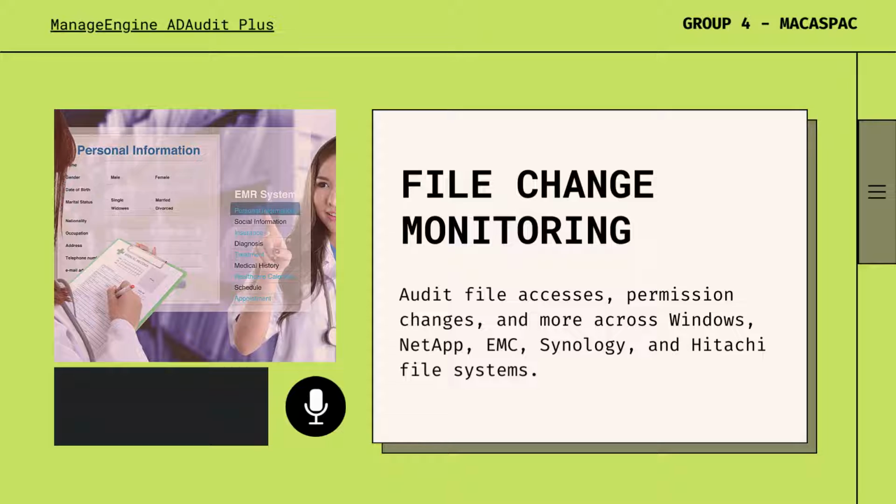File change monitoring. Get information regarding who changed which file or folder, when and from where across your Windows, NetApp, EMC, Synology, Huawei, and Hitachi file systems. Know the who, what, when, and where behind every change. Track successful and failed attempts to make changes to files and folders. Define thresholds to spot mass change events and get notified via email and SMS when the thresholds are breached and execute scripts to automate response.